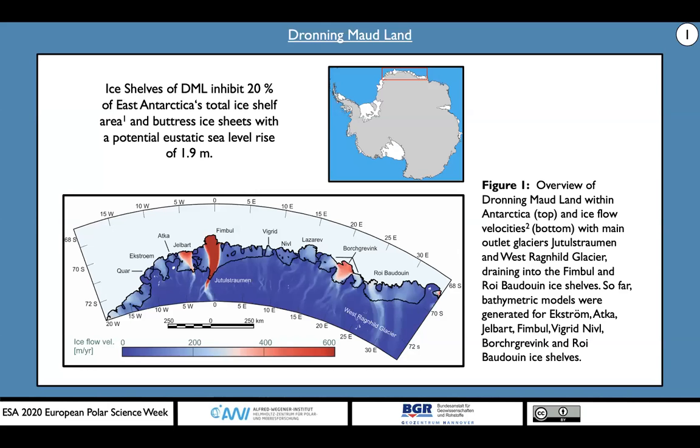What one can see here is an overview of the ice shelves within our model area. This area spans from about 15 degrees west to about 35 degrees east, and it includes the Ekström, Jelbert, Fimbul, and the King Bourdon ice shelves. The area of these ice shelves makes up about 20% of East Antarctica's total ice shelf area, and they also buttress an ice sheet area with a sea level equivalent of 1.9 meters.